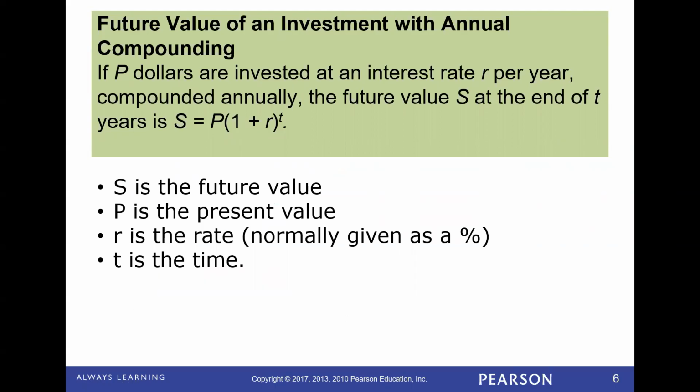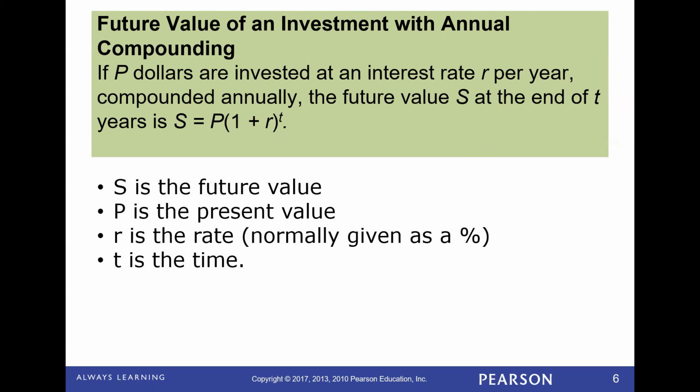P is going to represent my present value. R is going to be my rate, and again, this is normally given as a percentage in the problem, and T is time. Okay, now this is if you're looking at an annual compounding, meaning you're going to be compounded once a year.